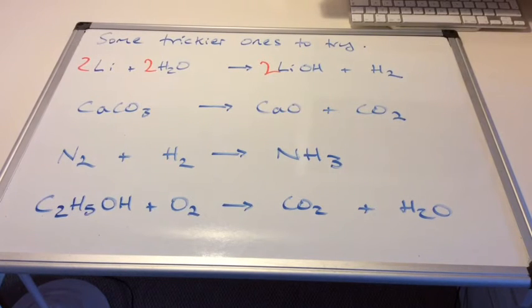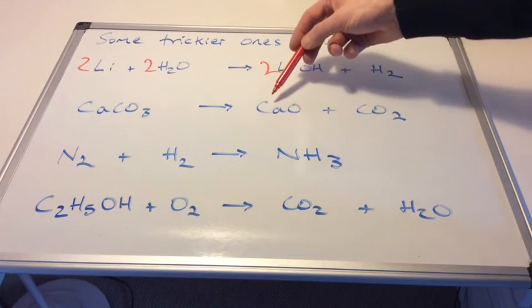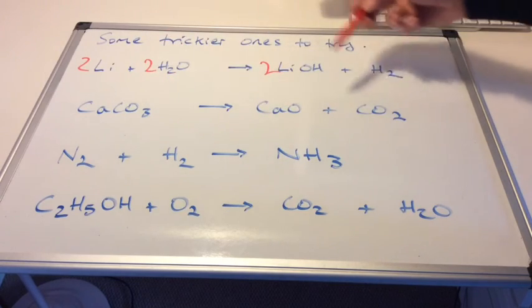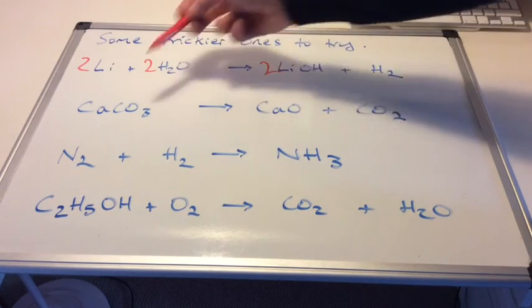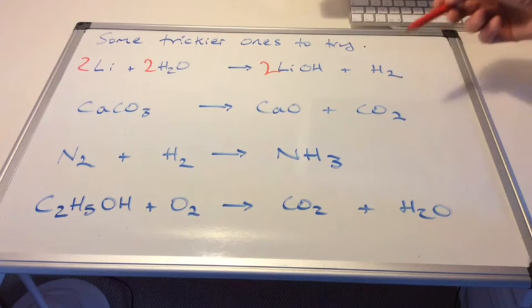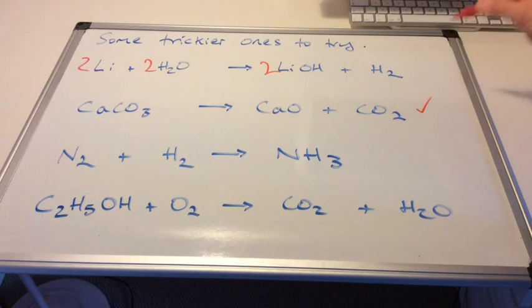The next one is the thermal decomposition of calcium carbonate to make calcium oxide and carbon dioxide. So 1 calcium, 1 calcium, 1 carbon, 1 carbon, 3 oxygens, 1, 2, 3. So that's actually already balanced.